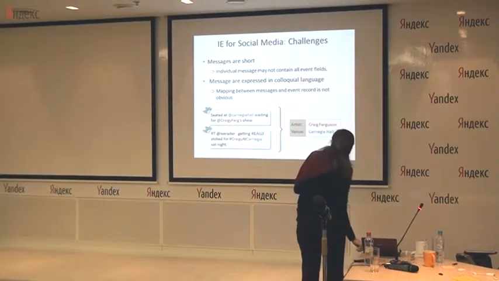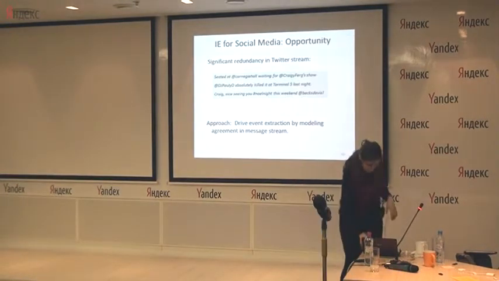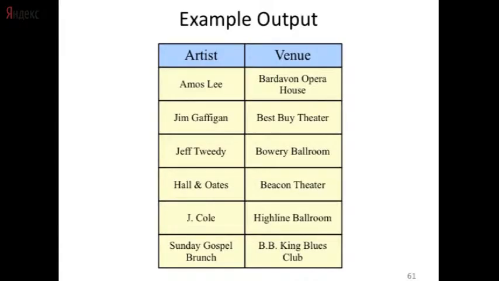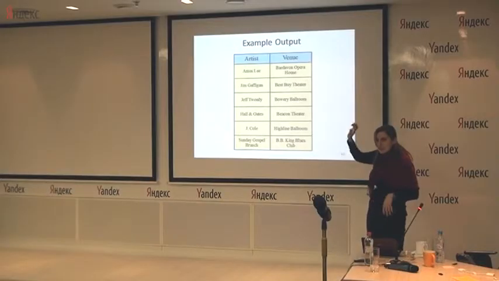What happened? No. I got confused here. This is an example of output. You can see the name of the artist and the location where this concert happens. This is automatically extracted output.